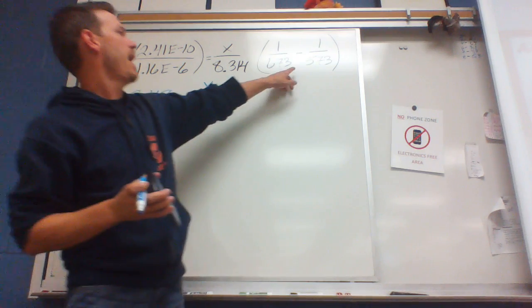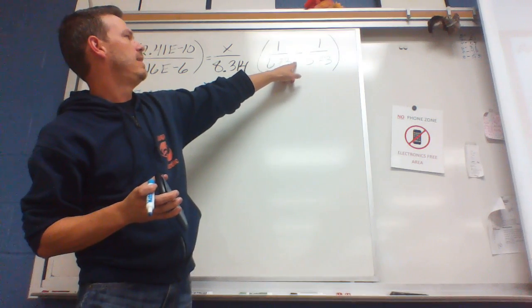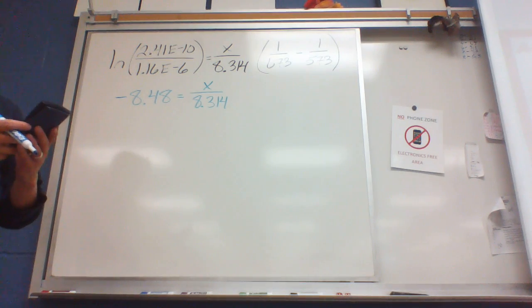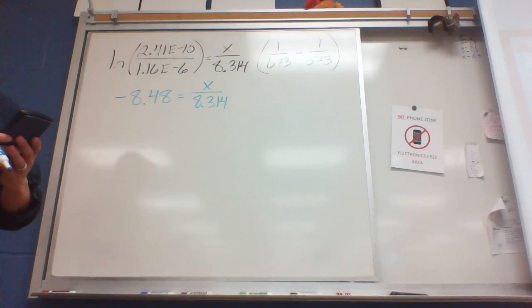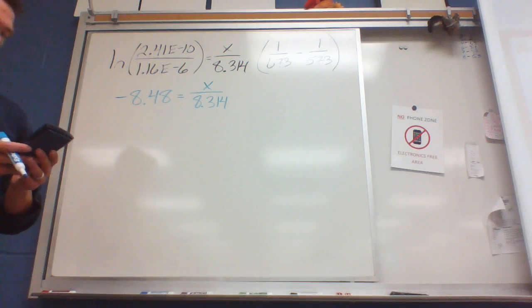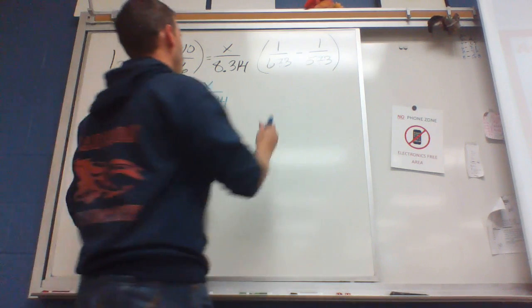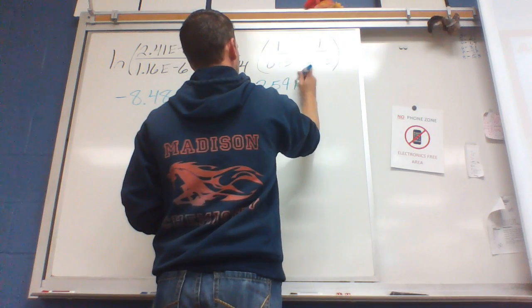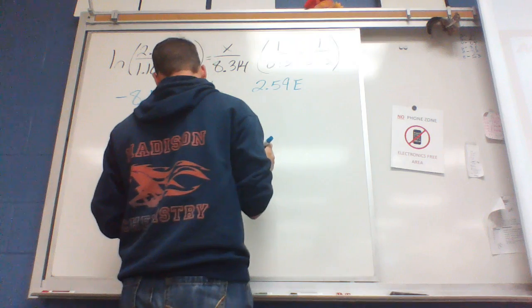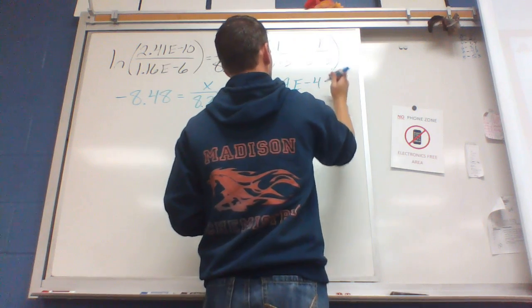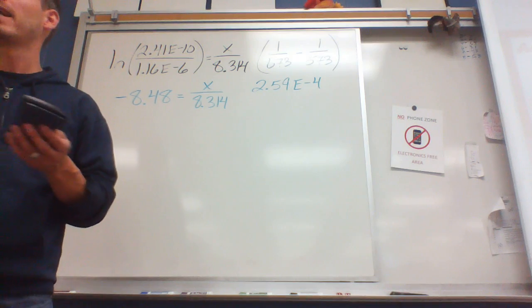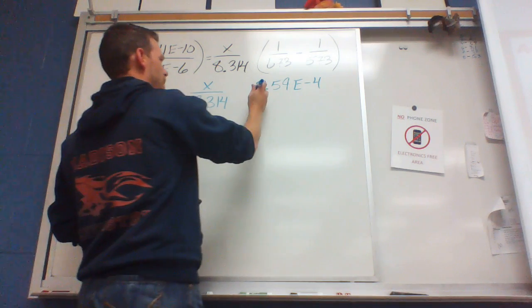I'm going to simplify my difference of temperatures over here. You can type it in exactly as you see it. I'm going to go 1 over 673 minus 1 over 573, and I'm going to get 2.59 E negative 4. I know it probably gave you a bunch of zeros to open up. I don't like writing those, but it's the same number as what you got.